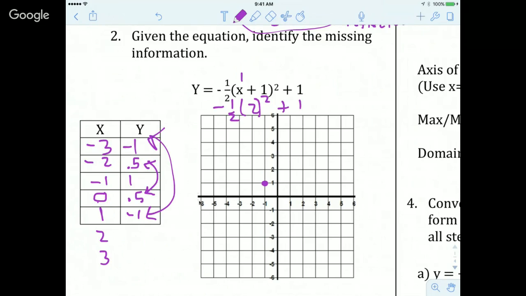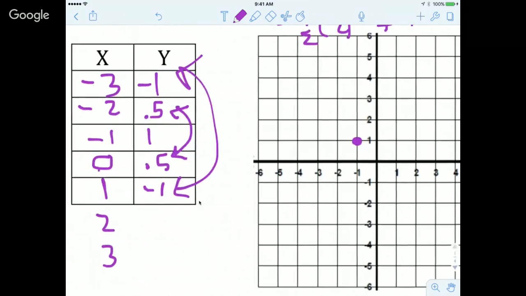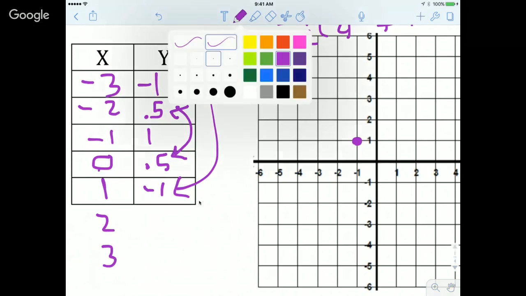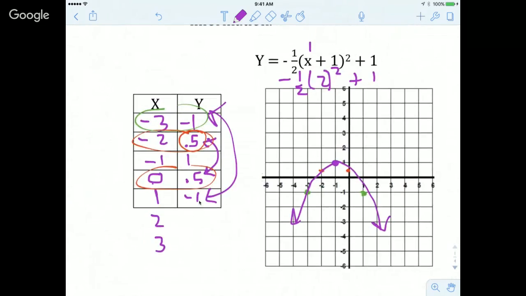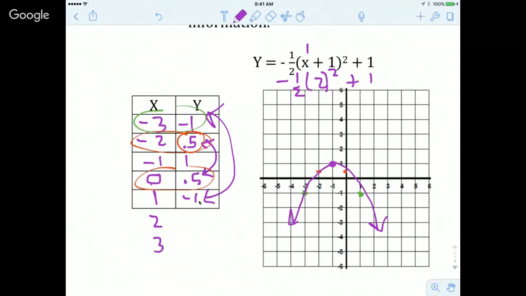When you plot the points on your test, I expect to see at least 5 points. So we have negative 1, 1 as our vertex, and then we're going to do these symmetrical points. So we're going to go negative 2, up 0.5, and at 0, 0.5. And then we're going to do negative 3, negative 1, and 1, negative 1. And if you notice, when we connect the dots and draw a parabola, we have at least 5 points. There is your parabola. It was reflected going down, it was vertically compressed, and it had been shifted over to negative 1, 1 from the vertex.